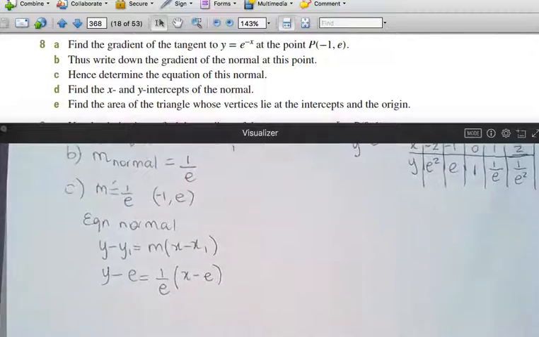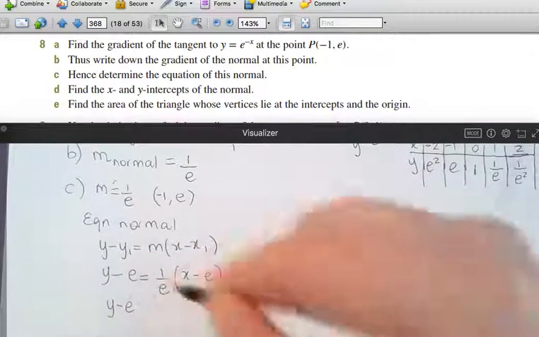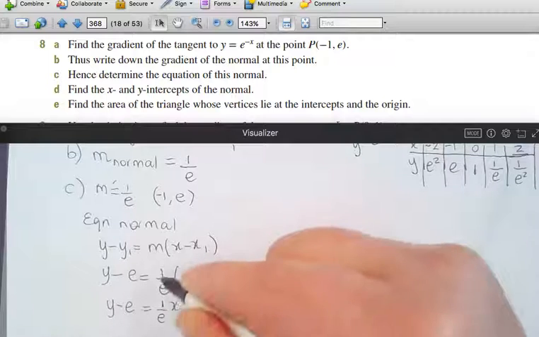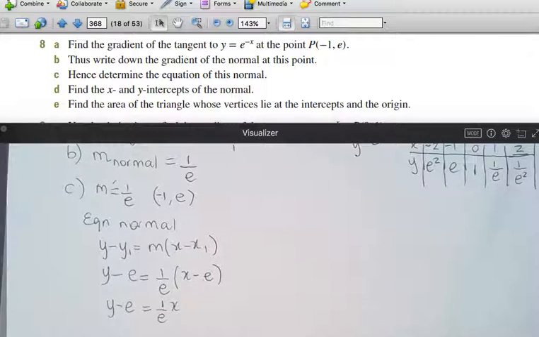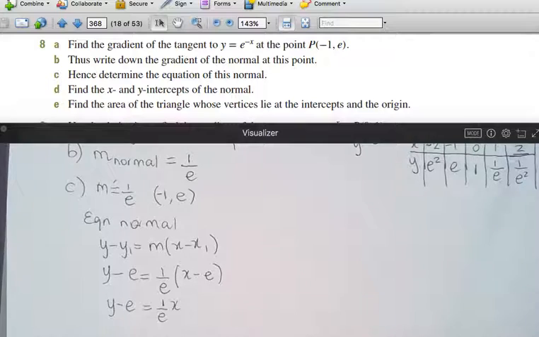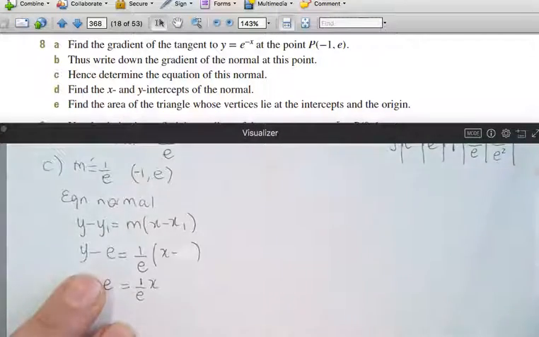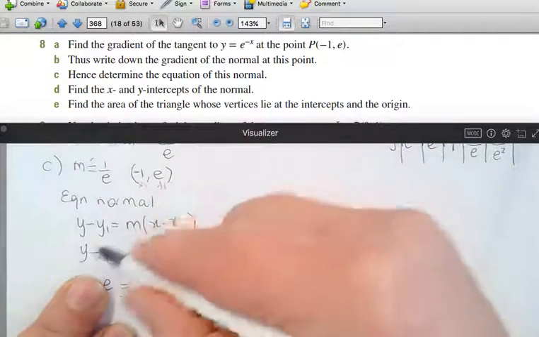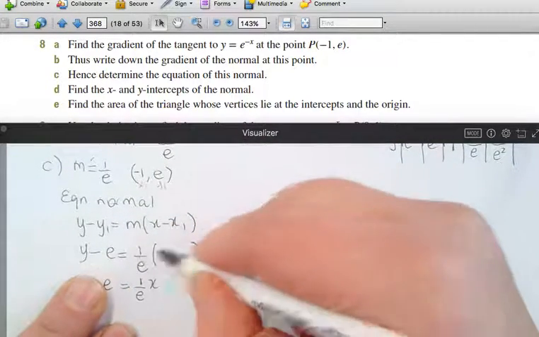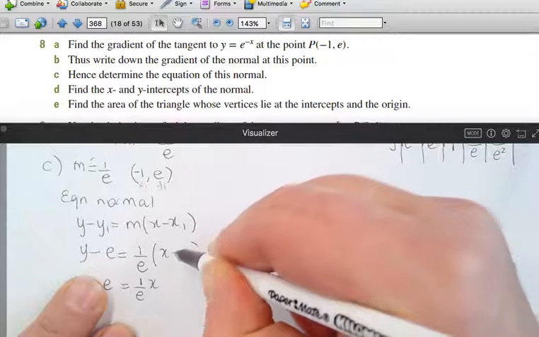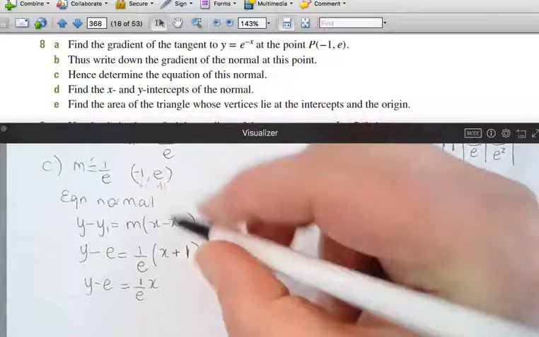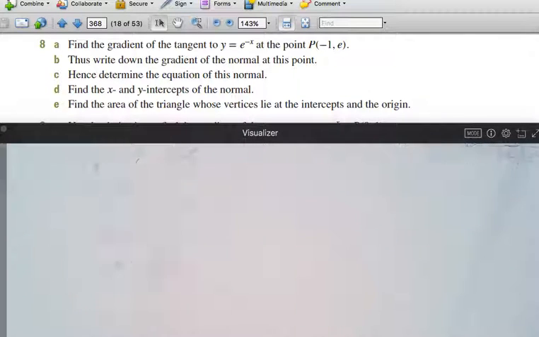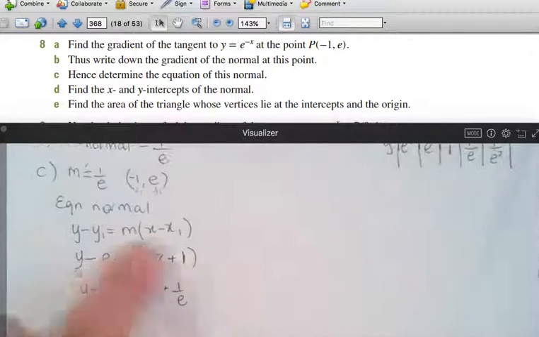Tell you what, so just expand. If you're tired, label the points: x1, y1. Y minus y1 equals m bracket x minus negative 1, which is x plus 1. So y minus e equals 1 on e bracket x plus 1. Look, if you want to put it into y equals mx plus b form, just keep that fraction there.